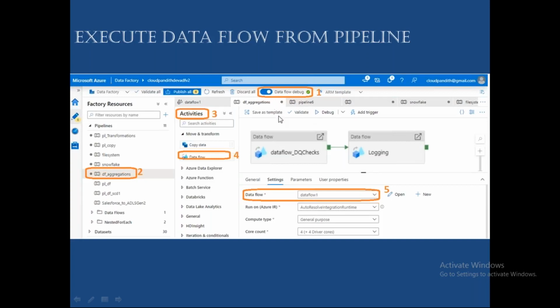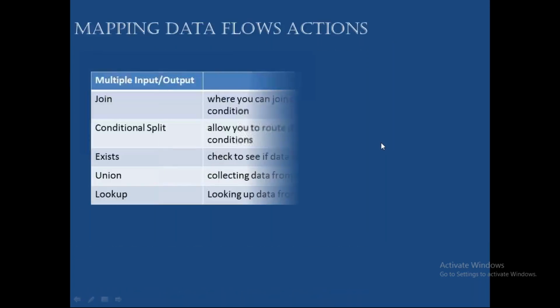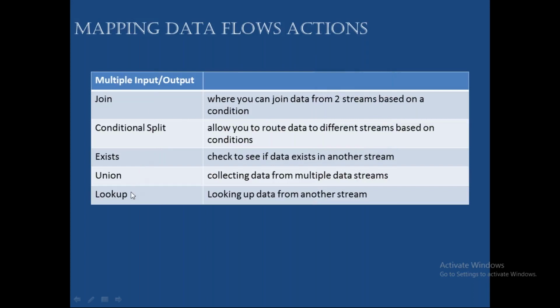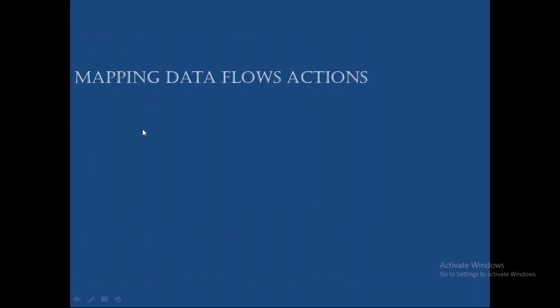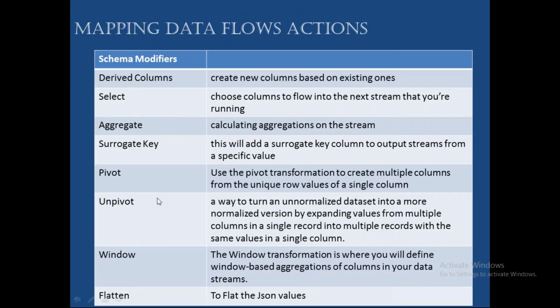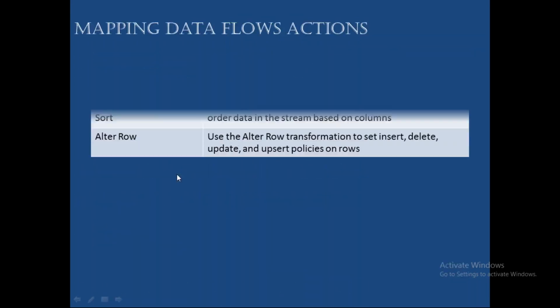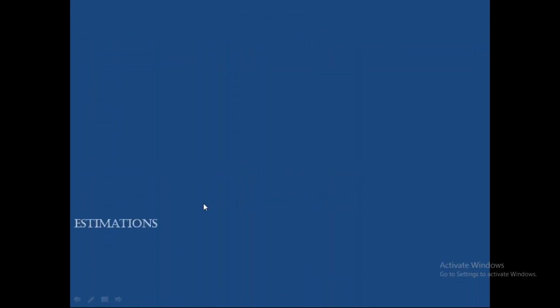Okay, so the data flow debug must be turned on. Next, mapping data flow actions. So all these things we discussed today. Again, we are going to talk about conditional split. Then we are going to talk about derived column. The rest of the things we already discussed in detail.